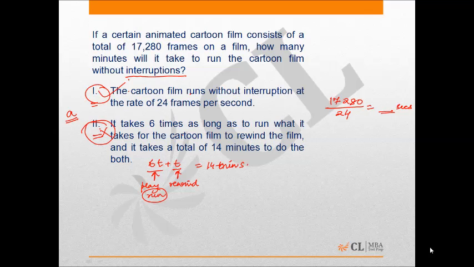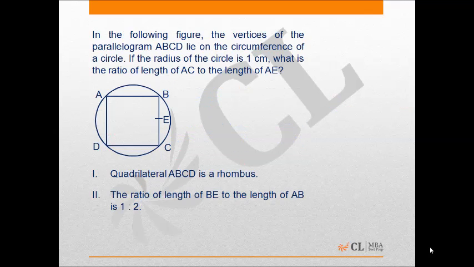Let's move over to the next question. This question talks about a particular geometry figure. The vertices of a parallelogram ABCD lie on the circumference of a circle. Now, a parallelogram is never cyclic in nature, as in a parallelogram will never come under a particular circle. So if a parallelogram comes under a circle, that parallelogram has to be either a rectangle or a square.